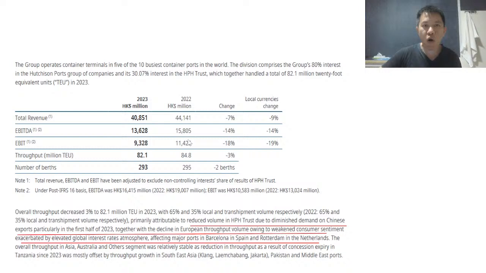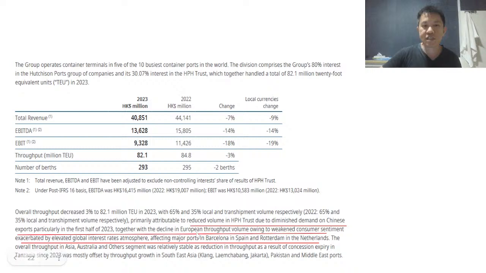So for the port business, they own HPH, Hutchison Port Holdings. It's actually listed in Singapore. It used to be a blue chip, I think now out of the STI index already, because shipping is dinosaur and there's a lot of competition. So for shipping, you see the reduced volume in Hutchison Port Holdings Trust due to the diminished demand on China exports, particularly in the first half of 2023. So it's the decoupling between US and China. Last year the export numbers were very bad. But this year the exports start to recover already. So I think the worst is over for export, and this year the numbers should start to improve.